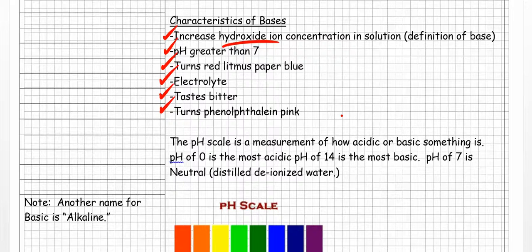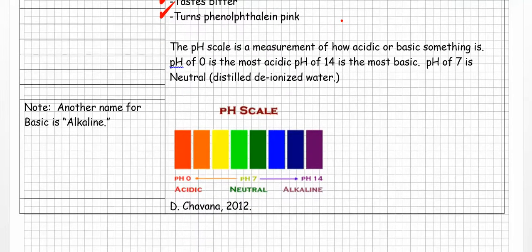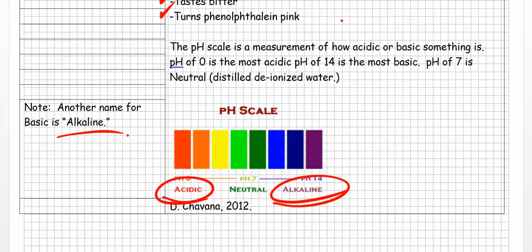So that's that. Now, the pH scale is a measurement of how acidic or basic something is. So a pH of 0 is the most acidic. So down here, this is acidic. And a pH of 14 is the most alkaline or basic. Now, alkaline is another name for basic. It's the same thing, okay?